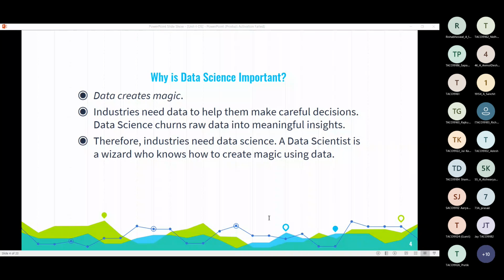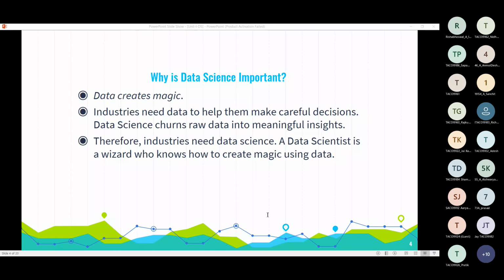Now let's see. We have understood why data matters to us, but why is data science important? Again, we can say that data creates magic. I hope you all agree with me that data creates magic.